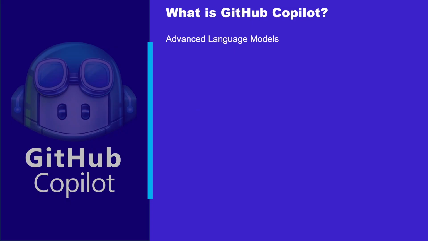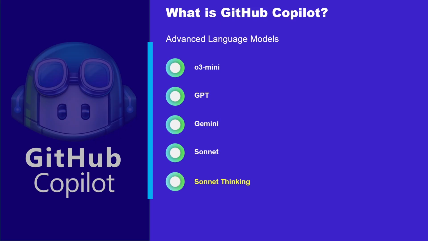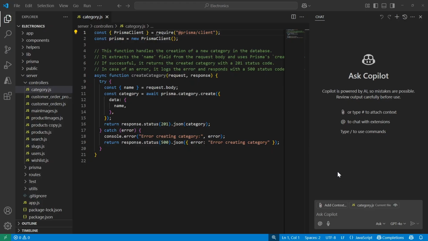GitHub Copilot is an AI pair programmer developed by GitHub, now powered by multiple advanced language models like O3 Mini, GPT, Gemini, Sonnet, and Sonnet Thinking, giving it broader capabilities and faster response times. It lives right inside your favorite editor like Visual Studio Code, JetBrains, GitHub Web Interface, and many more.